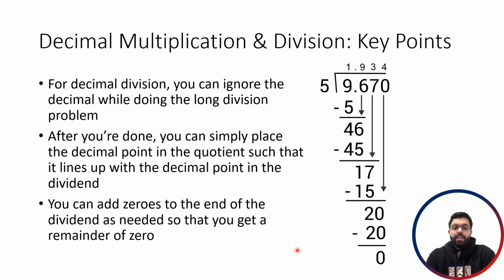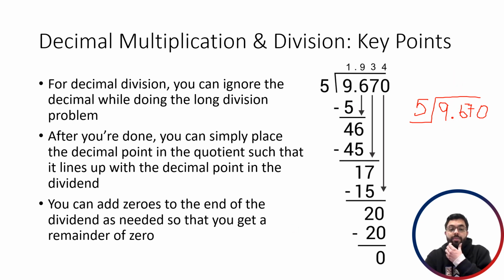So you write down your division problem. What I'm saying is you write down something like 9.670 divided by 5. And now you know that when you're done the problem, you want to line up this decimal point with the decimal point in your quotient. So if you'd like, right at the beginning, you can go and write in a decimal point right up there. That's totally an option.